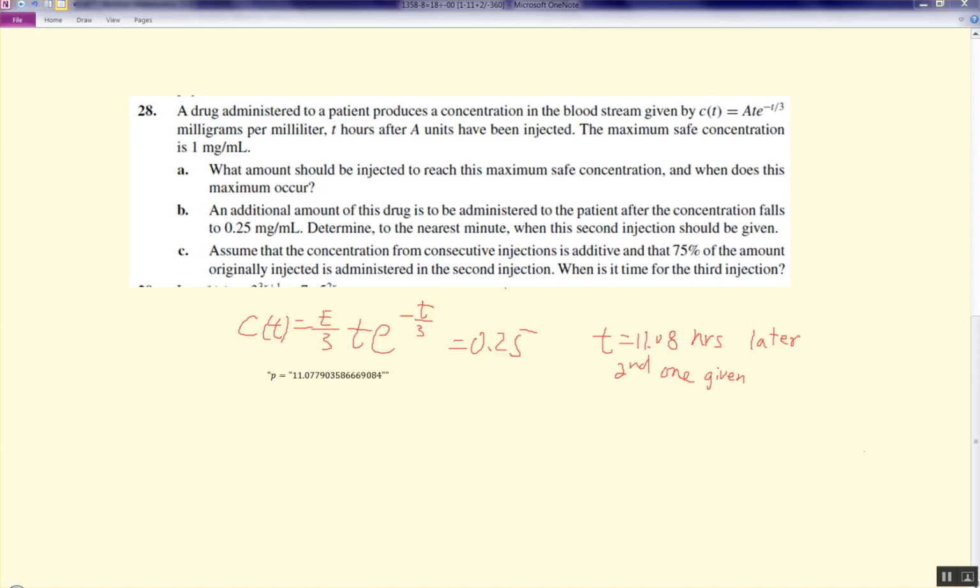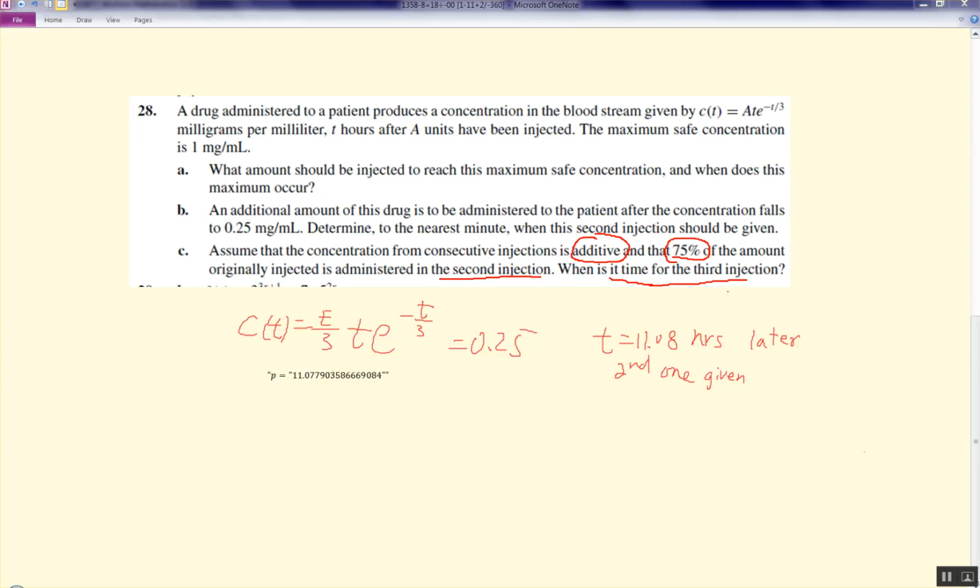Now let's take a look at the third part. So here we assume that the consecutive injection is additive. The concentration is additive. And in the second injection, you are allowed only 75% of the amount originally injected. And then we need to figure out the time for the third injection.